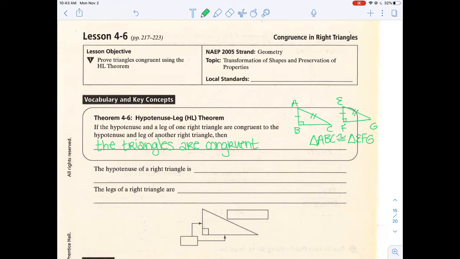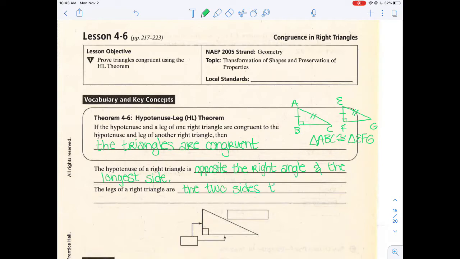So the hypotenuse of a right triangle is opposite the right angle, so it never really touches the right angle because it's opposite the right angle. And I think this makes it easier to identify. It's always the longest side. That makes it really easy to remember which one is the hypotenuse. It's the longest side.